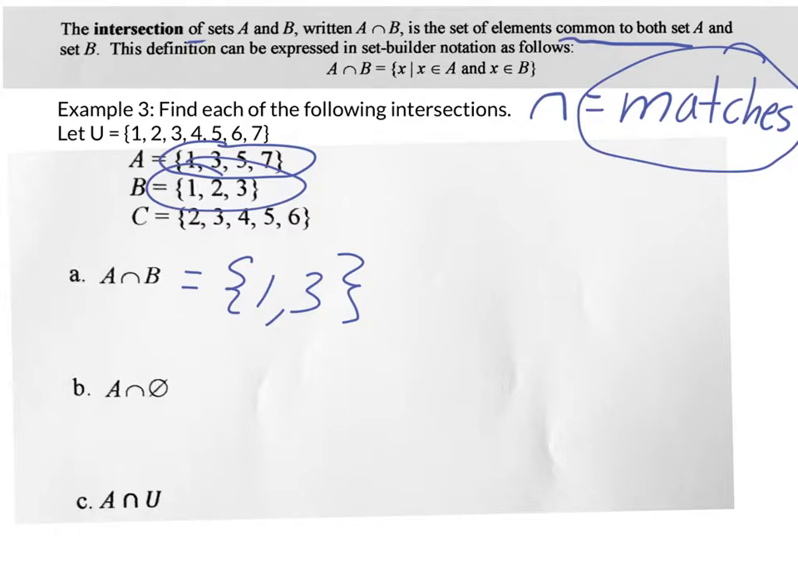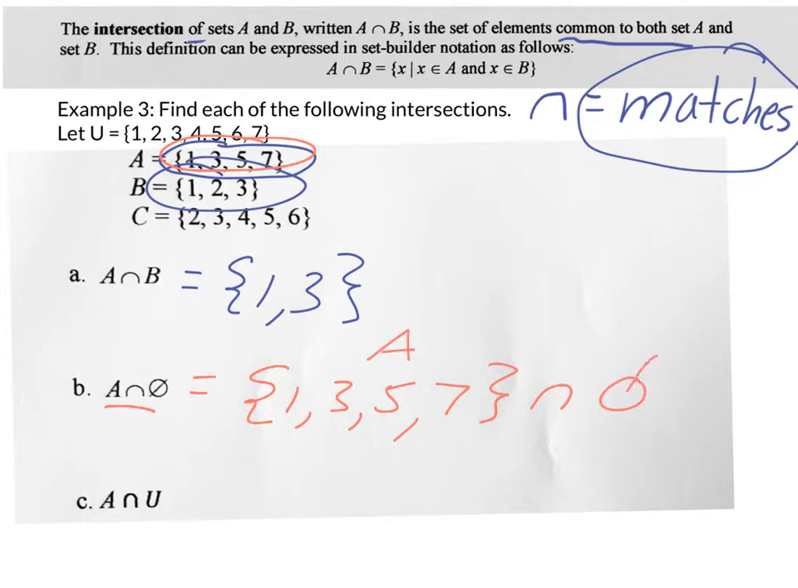Looking at part B now, B wants us to do A intersected with the empty set. So A again was 1, 3, 5, and 7. And I'm going to intersect that set A with the empty set, which is no solution. It has no elements in it whatsoever. So again, I see the intersection symbol. I immediately think matches. So where do these two sets match? Well, they have nothing in common. They have no matches. So the answer is going to be no solution because there are no matches. So I get the empty set again as the final answer.